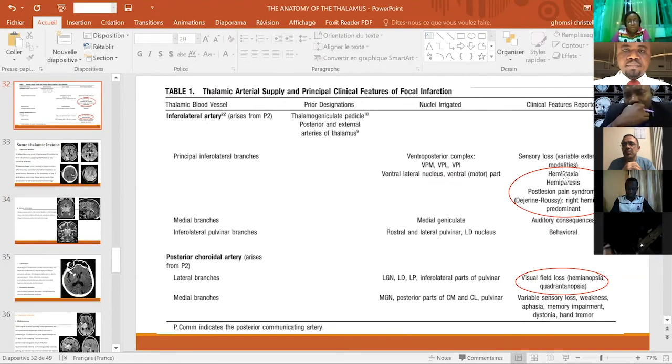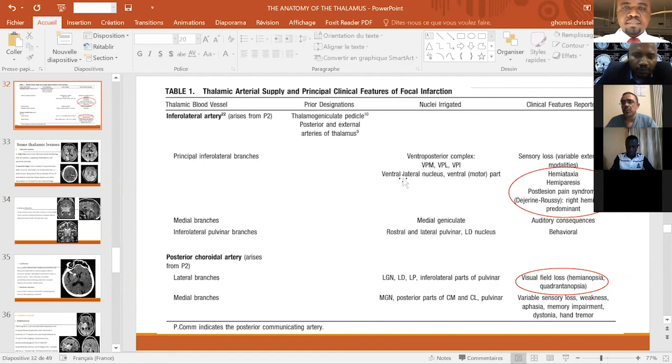We talked about it, depending on the nucleus which is being affected. There is a nucleus which plays a role in movement. So if you have a mass which is affecting the ventral lateral nucleus or the ventral posterior motor nucleus, it can lead to a hemiparesis. Okay.